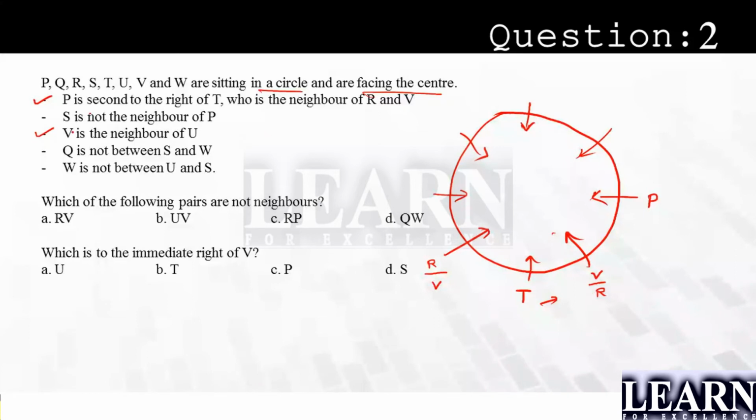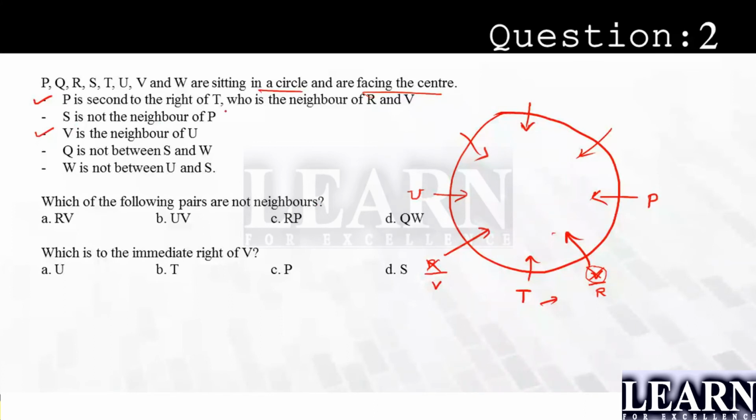Okay, next. V is the neighbor of U. Now, if you take this as V here, V's neighbors will be P and T, which is not at all possible. So I can eliminate this. Next, this will be R, then this will be V. Here, I cannot take the neighbor of V on the right-hand side, but on the left-hand side there is one vacancy. I can say V is the neighbor of U. So we are done with 2 statements.